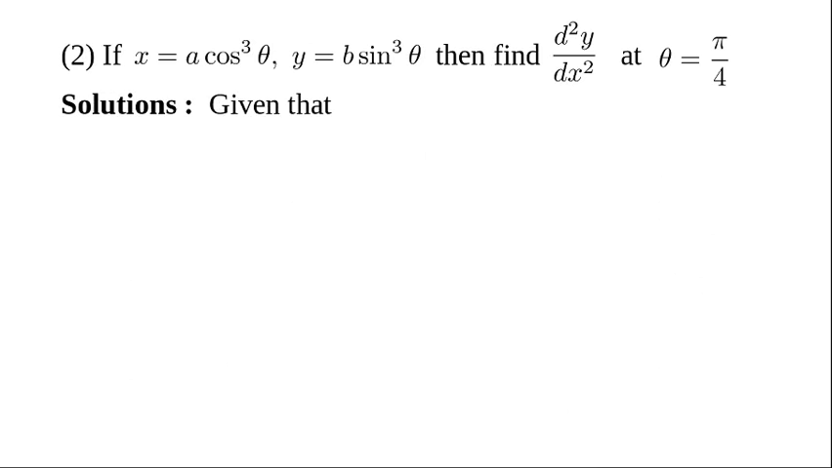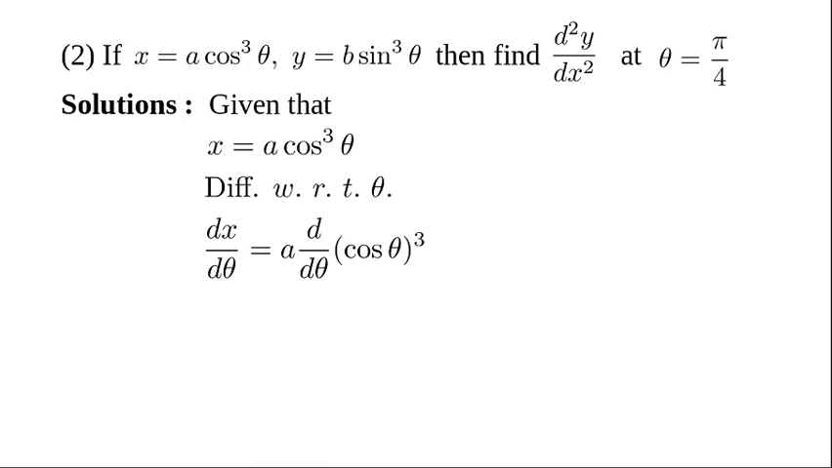If x equal to a cos cube theta and y equal to b sin cube theta, then find d square y by dx square at theta equal to pi by 4. So we are given x equal to a cos cube theta. Differentiate this with respect to theta because it is a parametric function. Theta is the parameter, be careful.